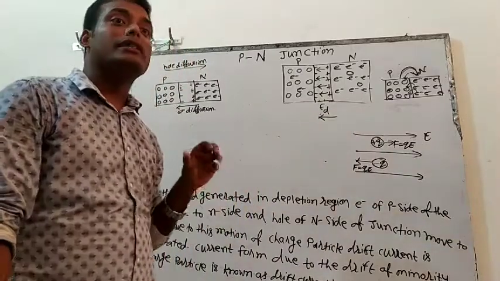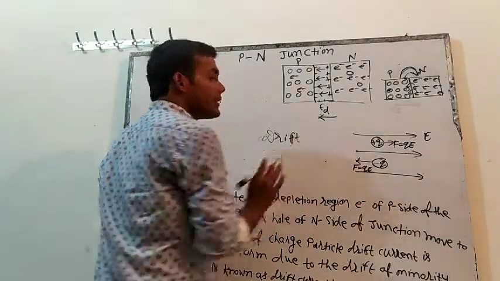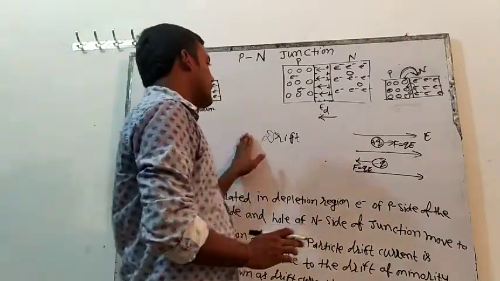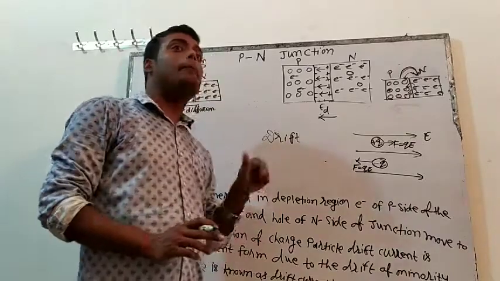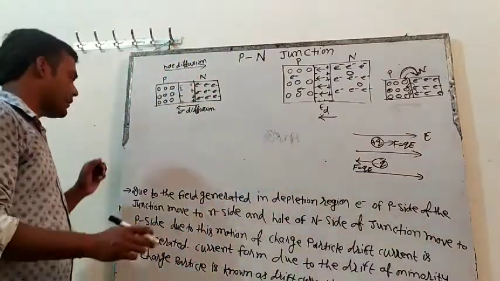This movement is known as drift. Drift means खिसकना. Drift current, you know, na? So this movement is known as drift. And due to this movement, if a current is generated, that is known as drift current. So my next current is drift current.